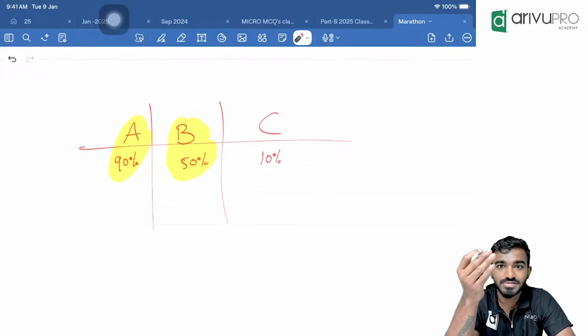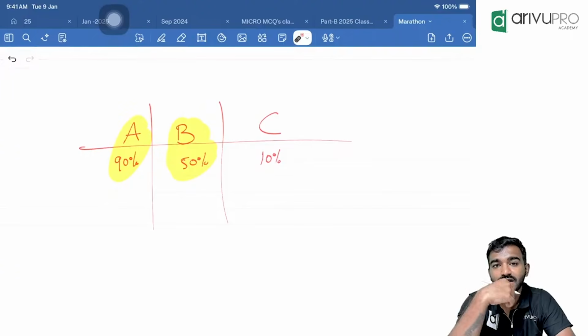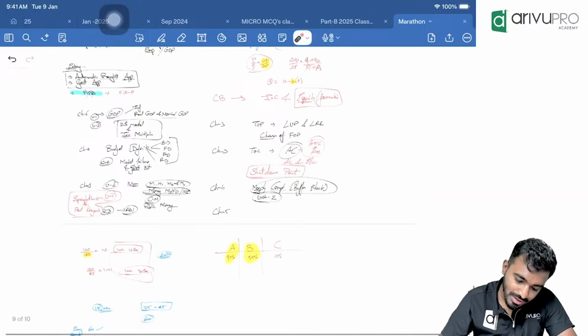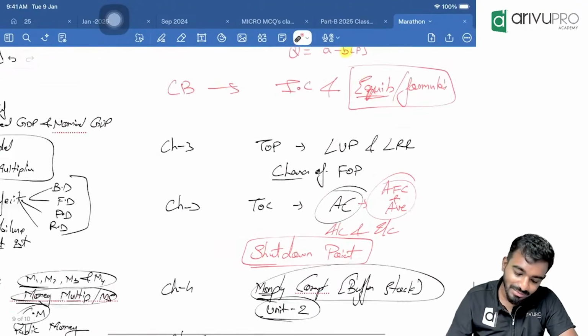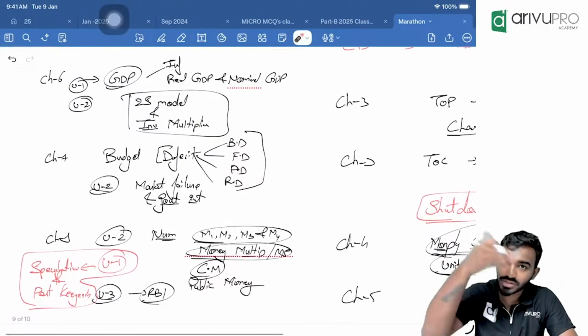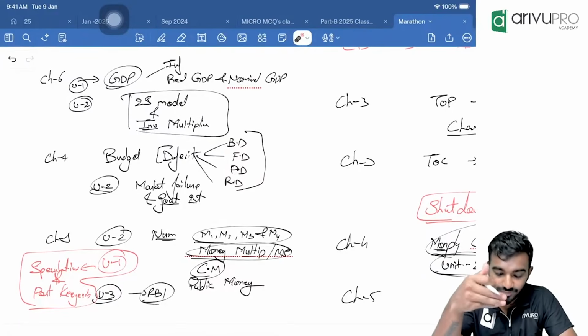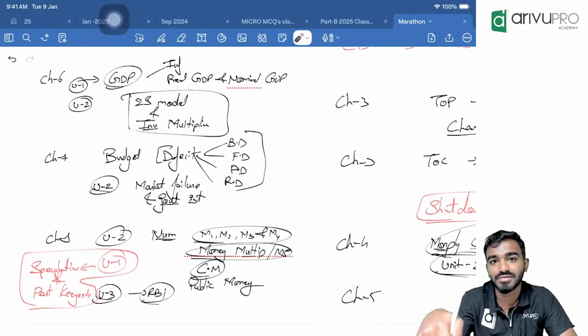Approximately, in the entire economics paper, 15 to 20 marks of numericals will be there for sure. And those are easy marks. Cover that. Main topics. Now whatever I just wrote here, these are the main topics. You see any paper, these questions are there. 50 to 60 marks will be covered here only.